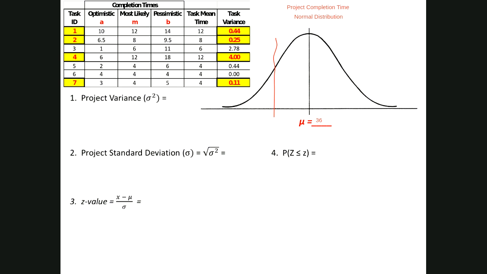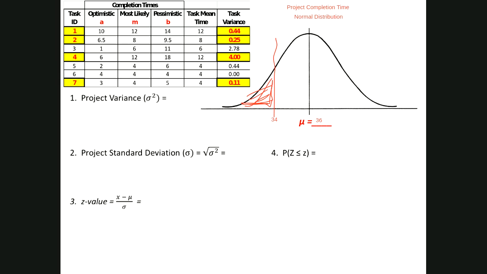So the probability that we can complete in less than 34 weeks is this area to the left of 34 and under the curve. And we're going to use the properties of our normal distribution to find this probability.